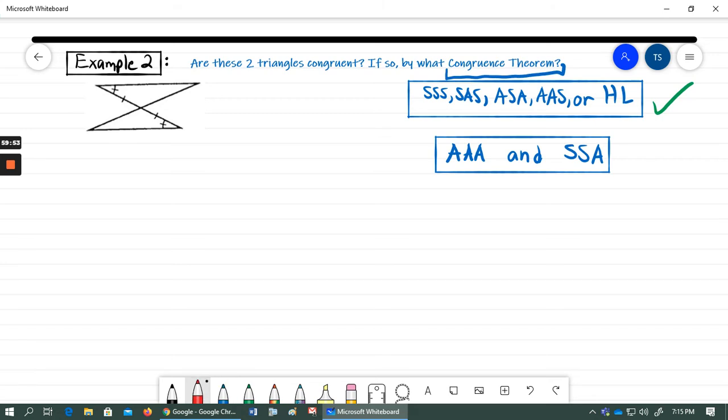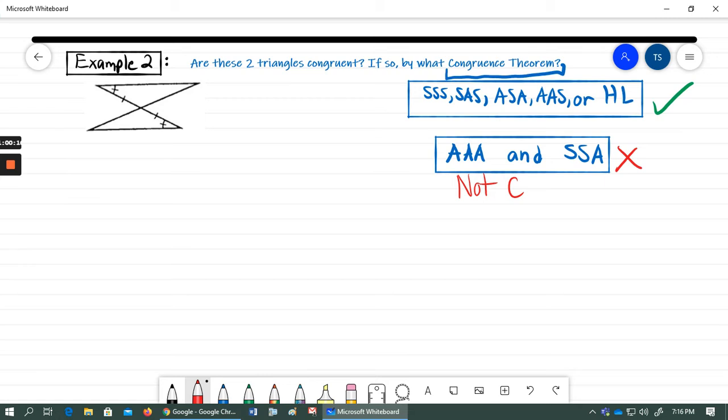If you see them two, run! Don't you dare try to use those two. They do not work. They are not correct, okay? These two are not congruency theorems. They do not work.